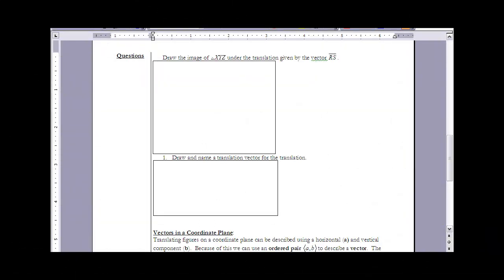Okay, what I'd like you to do now is take a look at this next example. Draw the image of triangle XYZ under translation given the vector RS. So see if you can apply the methods that we just did in that last example and translate it using the vector RS. Once you're done with that, restart the video and I'll show you what it should look like and how we came up with that.